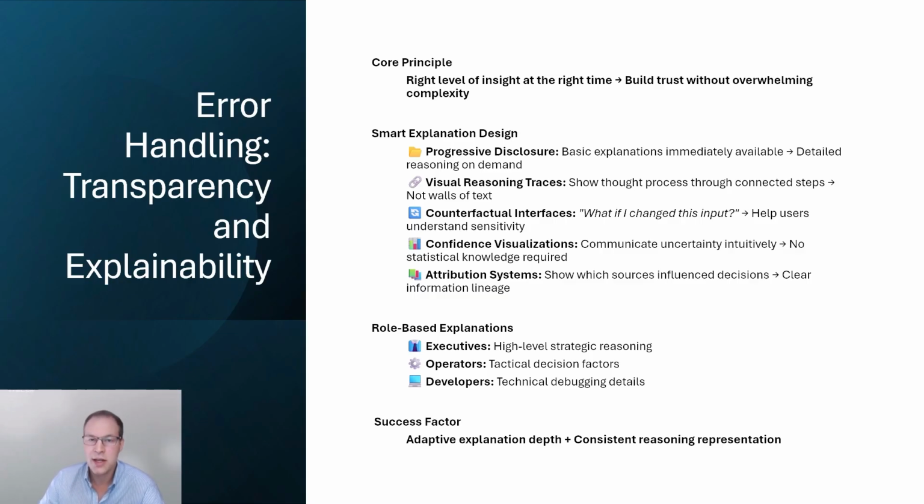We already talked about making the agent self-aware of its limits being important. You want to build attribution systems, think about references, that clearly show which information sources influenced agent decisions. Remember that different users need different levels of explanation. Executives need high-level strategic reasoning, operators need tactical decision factors, and developers need technical debugging information. Think about all the different roles that access your AI agent and define what kind of transparency and explainability each of these roles needs. You want to create these explanation interfaces for each of these user roles and preferences, but you also want to maintain consistency with how reasoning is represented internally.